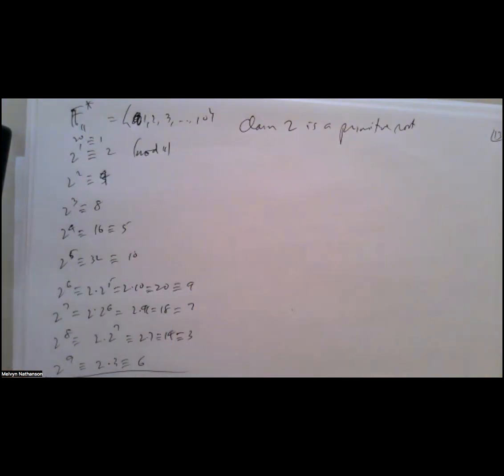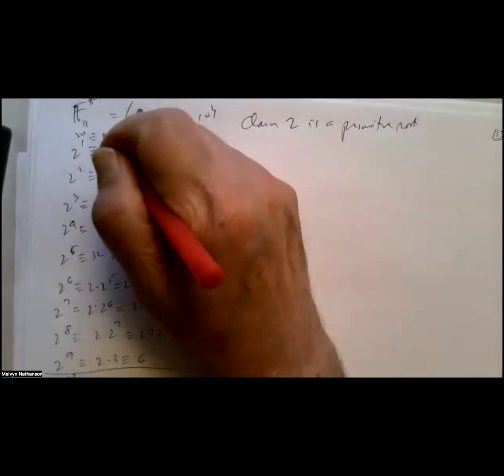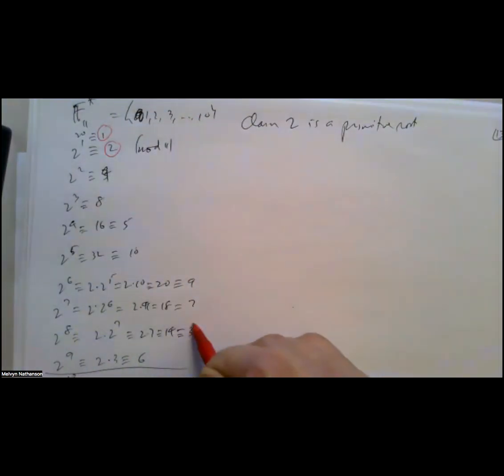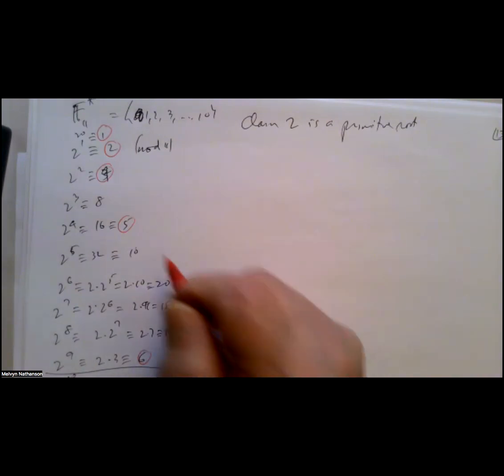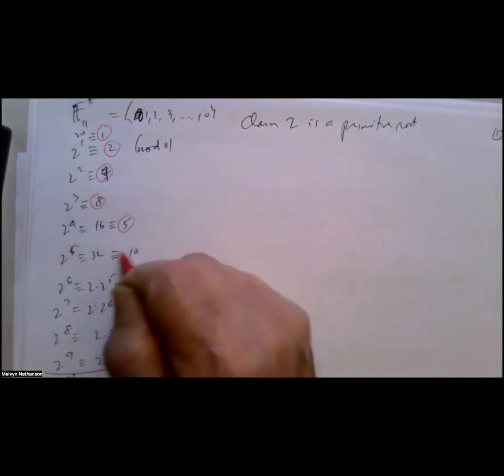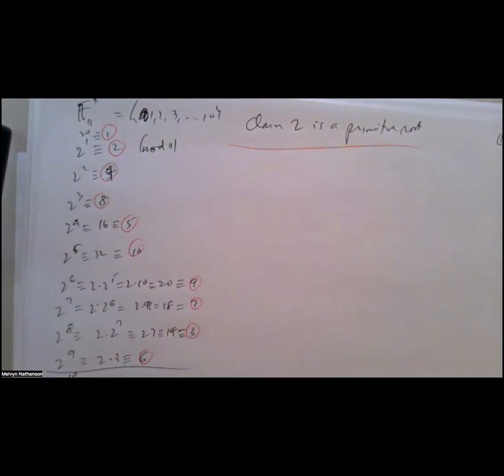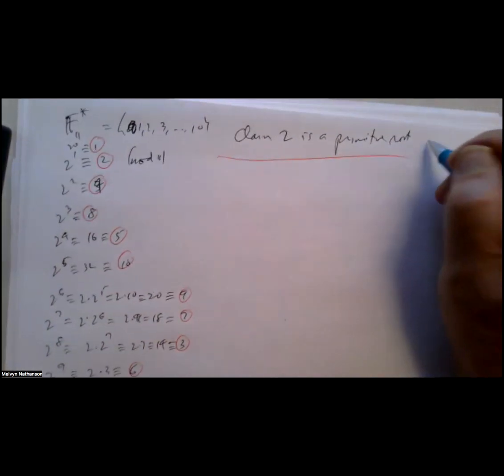So what are the congruence classes that I get mod 11? I have 1, 2, 3, 4, 5, 6, 7, 8, 9, 10. I have them all. So 2 is a primitive root mod 11.